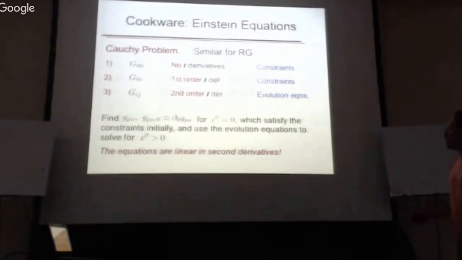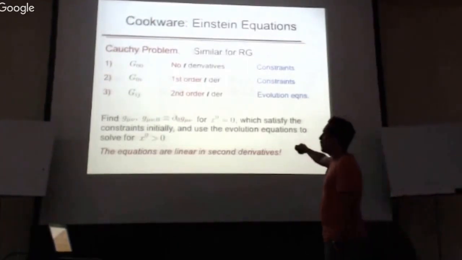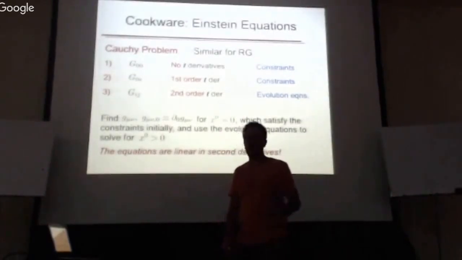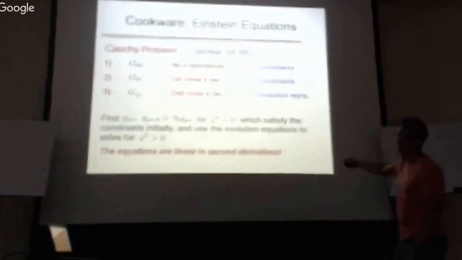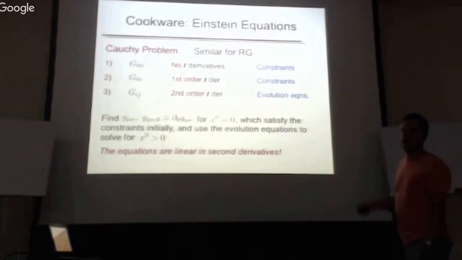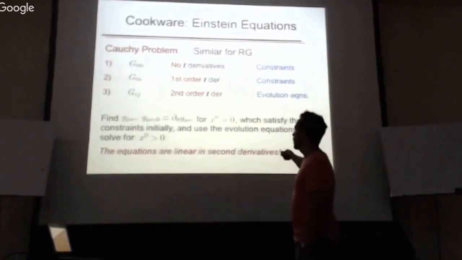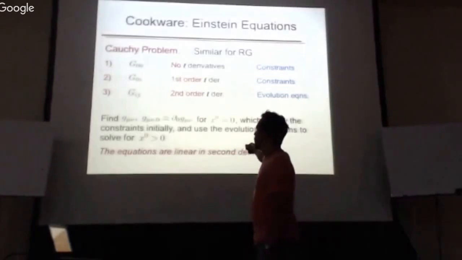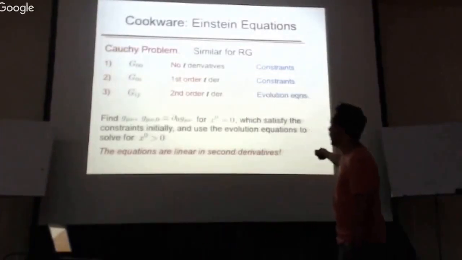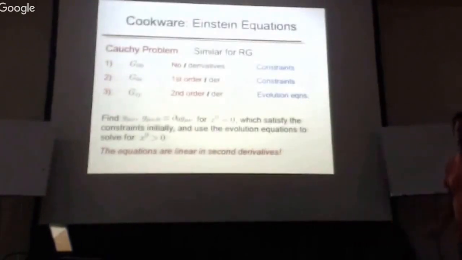What happens in GR is the following. So we have G00, that means the time component of Einstein equation, but it doesn't have any time derivatives. So we believe that will be the constraints. Now we have the G0I, that means the time and spatial components, and we have 3 equations for that component. They have first order time derivatives.